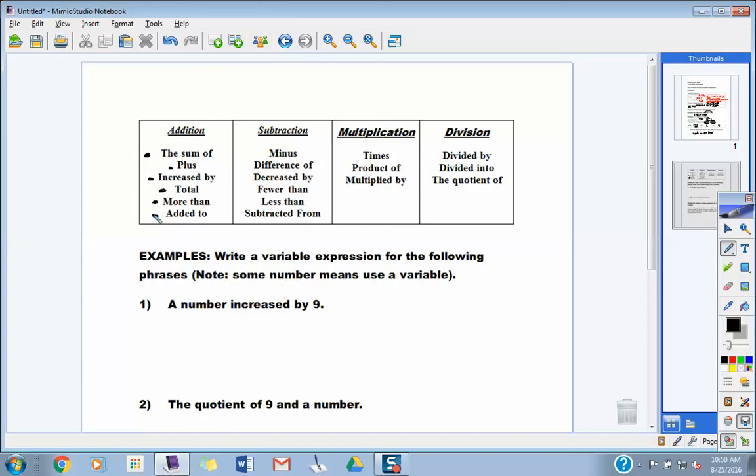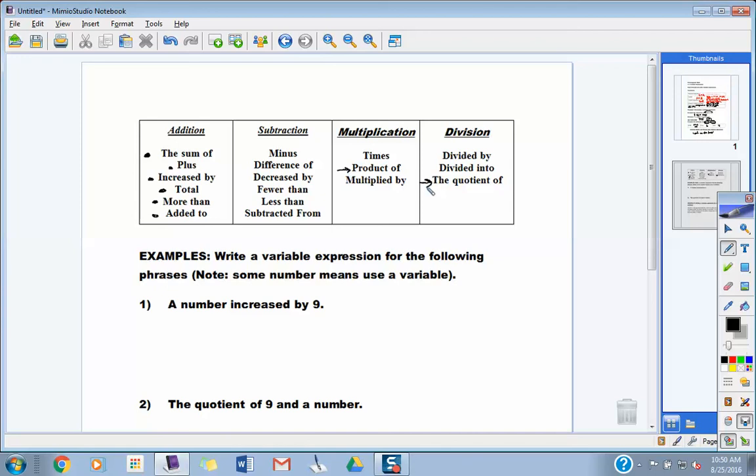In subtraction, you have them all over here. Multiplication, you have over here. The one that's pretty typical of multiplication, this one's pretty important right here. Product. The product of 2 numbers means to multiply. What's the word they use for division? The quotient. Okay? We call it the quotient.